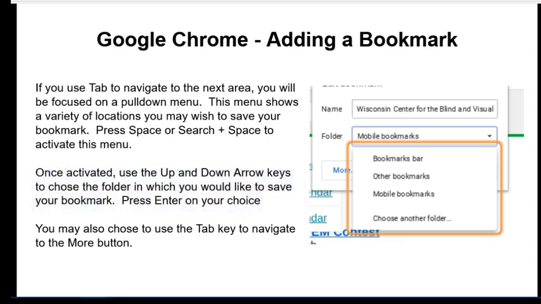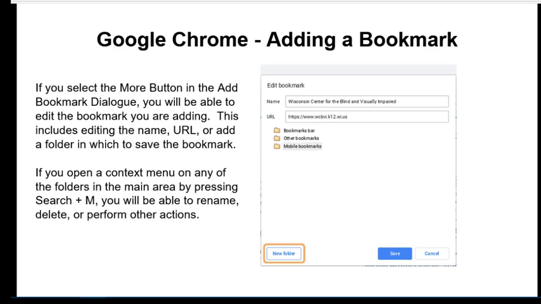If you were to have not selected that drop-down menu, you would have been given an option to move to the More Items menu, and that's what we're going to look at next. If you select the More button in the Add Bookmark dialog, you're going to be able to edit the bookmark that you're adding a little more clearly. This includes editing the name, the URL, or the folder that you want to save the bookmark in.